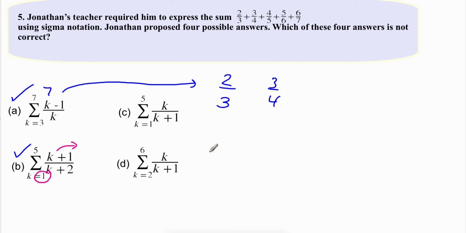B also worked, because if I put in a 1, 1 plus 1 is 2, 1 plus 2 is 3. If I put in a 2, 2 plus 1 is 3, 2 plus 2 is 4. And if I went all the way to the end, 5 plus 1 is 6, 5 plus 2 is 7. You will see this one does not work. If I put 1 in, I get 1 over 1 plus 1 is 2.